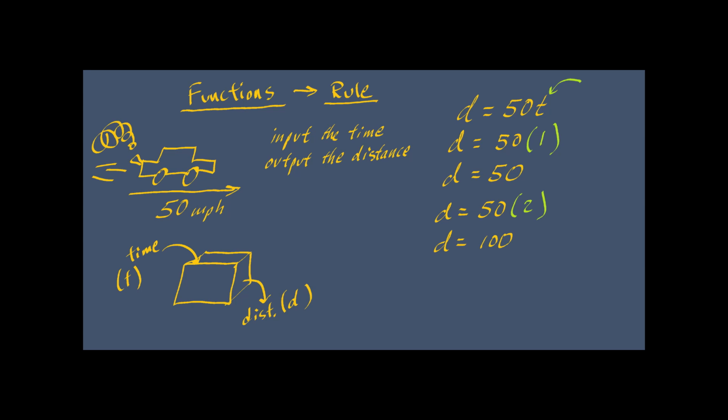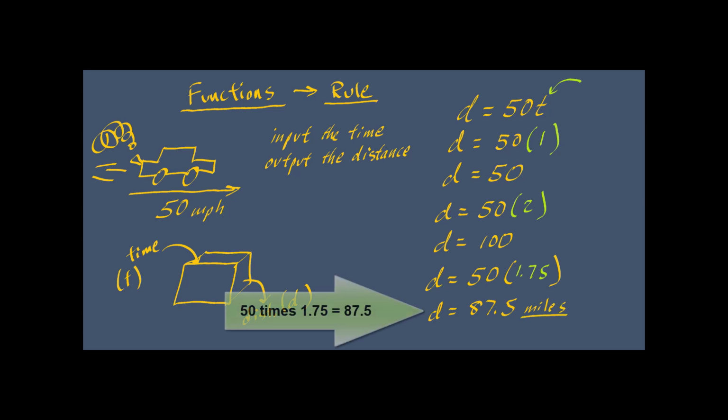And you might not be able to do it in your head, for instance, say I drove 1.75 hours. The formula could come in handy there, so 50 times 1.75. All right, we might need to get our calculators out. I'll do that now. Distance equals 87.5 miles. Right, so that's a little more handy. You can see that the formula or equation or function would come in handy there.